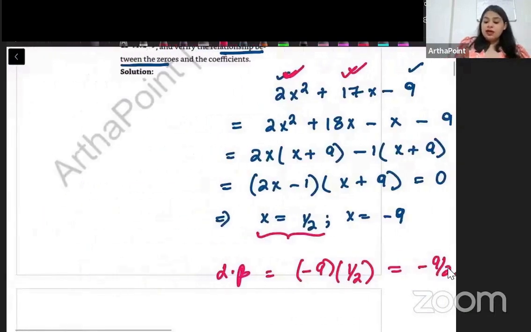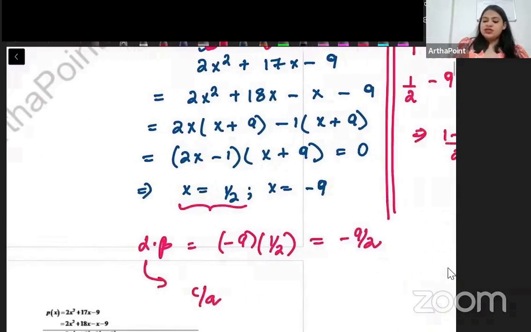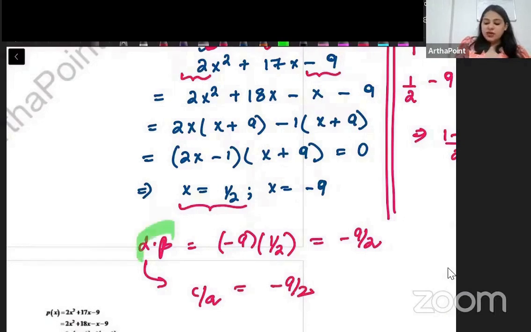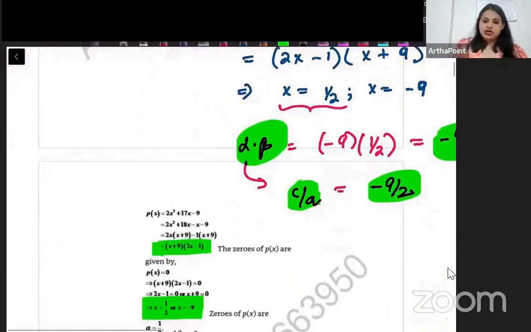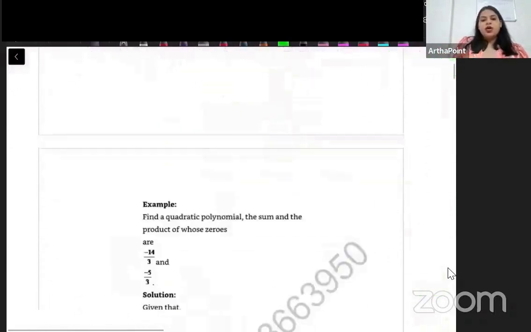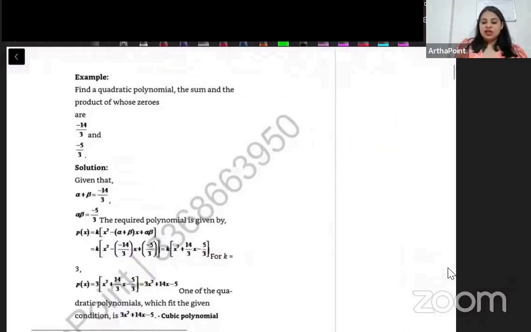And what will be alpha beta from the formula? It should be c by a. What is c? Minus 9. What is a? 2. So it should be minus 9 by 2. So alpha into beta, the product of the zeros, is giving minus 9 by 2, and c by a is also giving minus 9 by 2. So we have verified the relationship. Okay. So now beta, let us take the next question.